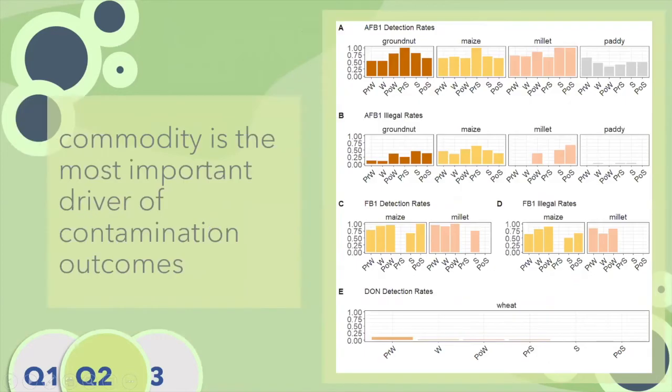And in these models, we were also able to detect a couple of other predictors as being important drivers of contamination outcomes. And as is certainly expected, commodity arose as the most important driver of contamination status in the aflatoxin models. As you can see in panels A and B, representing aflatoxin detection rates and illegal status rates for these commodities over seasons, there were significantly higher detection rates and illegal status rates in groundnut, maize, and millet than there were in the rice reference level.